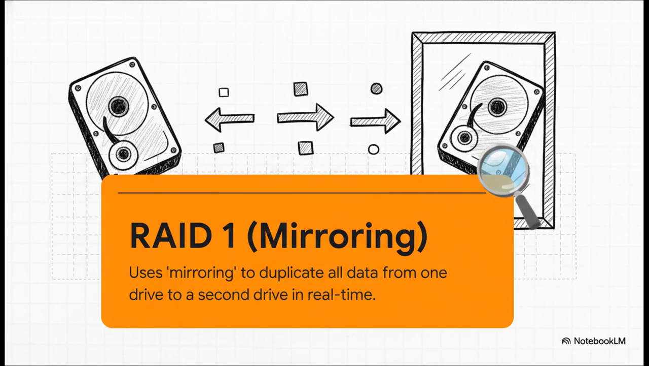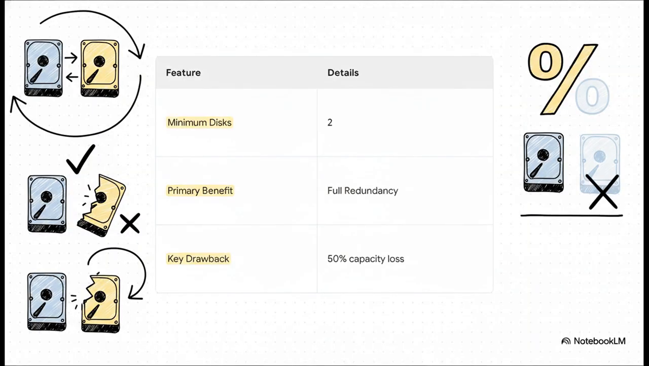Every single piece of data you write to that first drive is instantly, perfectly duplicated onto a second drive. It's like having a real-time, perfect photocopy of your entire hard drive. And it's always up to date. Okay, so let's look at the trade-offs here. Just like RAID 0, you need at least 2 disks. The huge benefit is full redundancy. If one drive completely dies, the other one just takes over instantly and you don't lose a single byte of data. The drawback, though, is pretty significant.